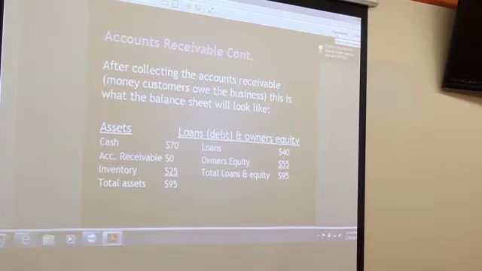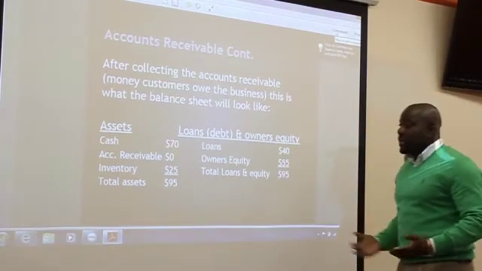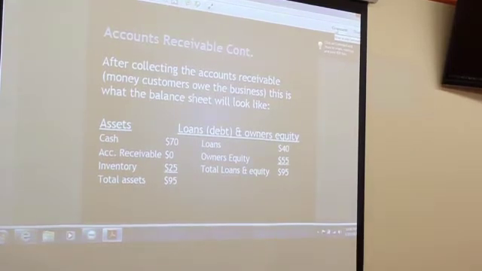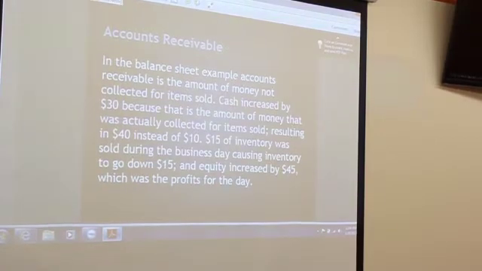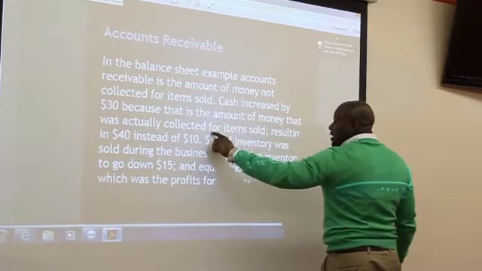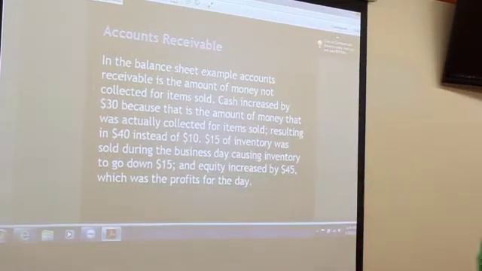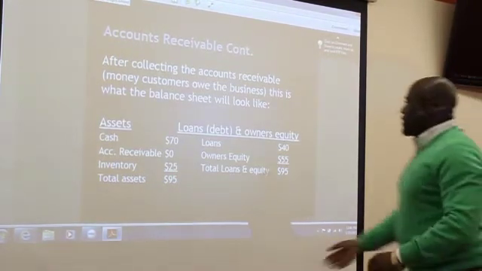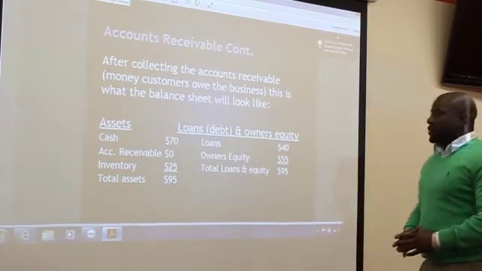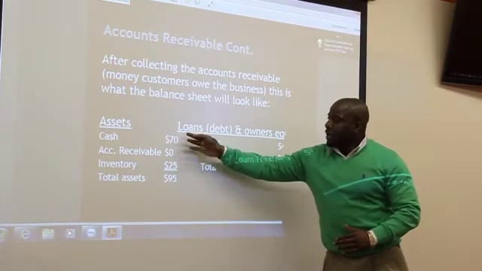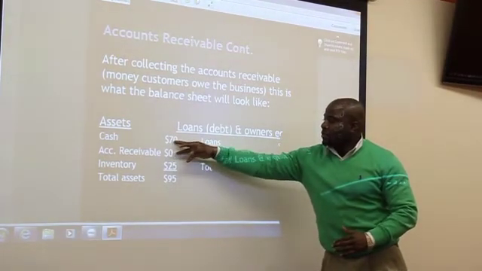So what we did here, we simply said our cash has increased because, in the previous slide, we talked about how we made $30. So if you go back right here, cash increased by $30 because that's the amount of money that was actually collected for items sold. So when you look at it on a balance sheet, accounts receivable is 0 because we collected on it. Now our inventory is at 25, and our cash increased from $40. We add that 30 we collected in accounts receivable to actual cash.